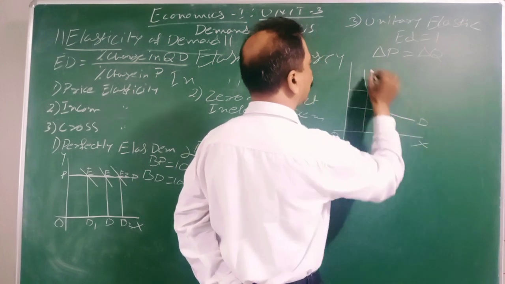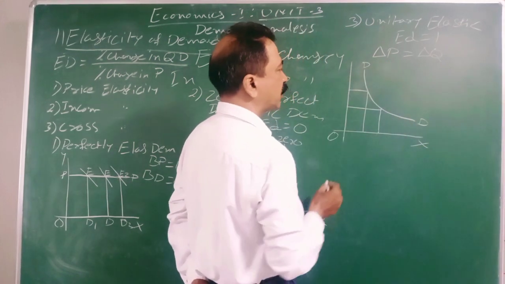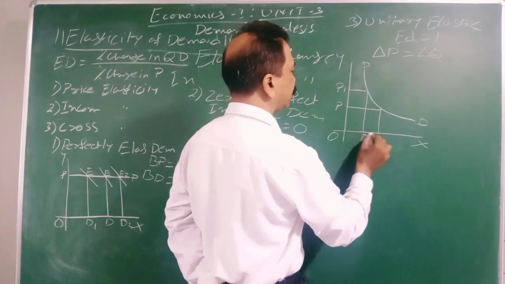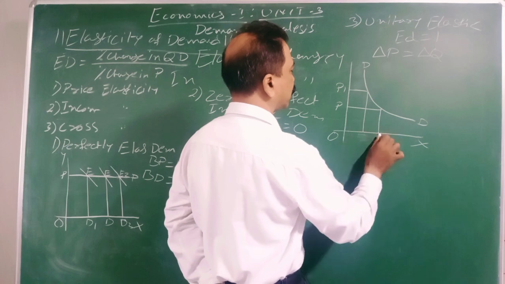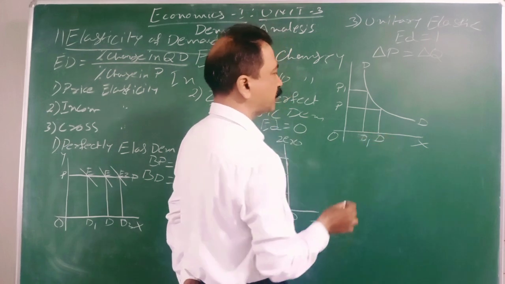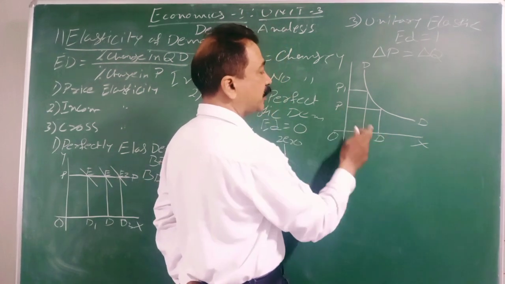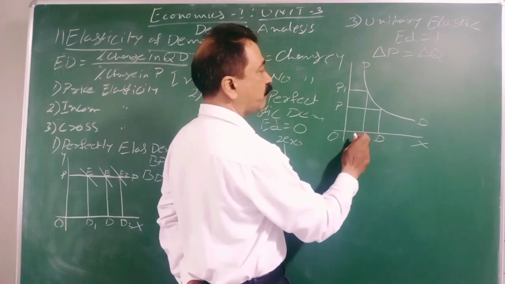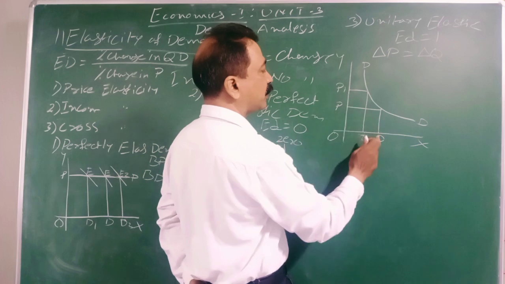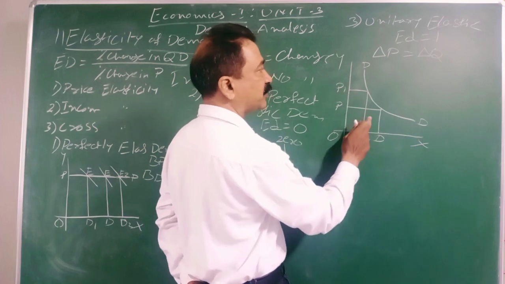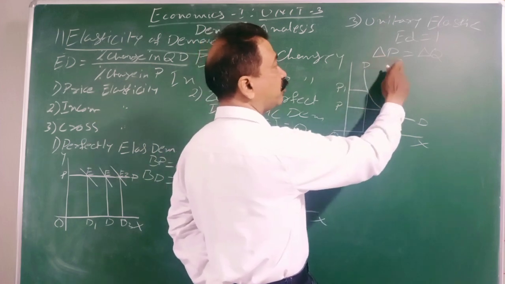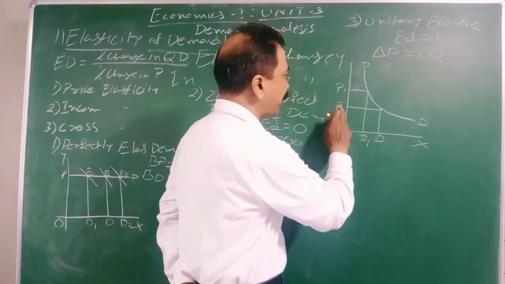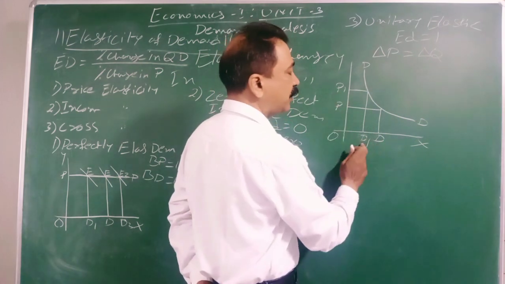This is the demand curve. Here P, P1, D, D1. When price was P, demand was D, exactly 20%. When price increased to P1, demand decreased to D1. The difference delta P equals delta Q. Whatever the change that happens in the price, the same change happens in the quantity demanded.